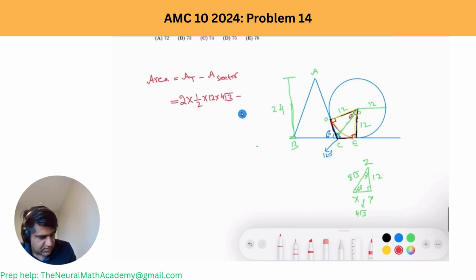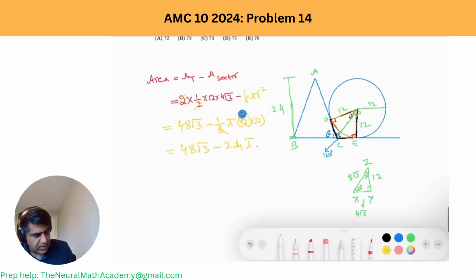And the sector is simply 1 over 6 pi r square, right? And the reason is the sector that we have is making a 60-degree angle. So 60 divided by 360, I get 1 over 6. And now if I solve, this cancels out, I get 48 square root of 3 minus 1 over 6 pi, and 12 times 12. And if we simplify, I get 24 pi. So I get 48 square root of 3 minus 24 pi.